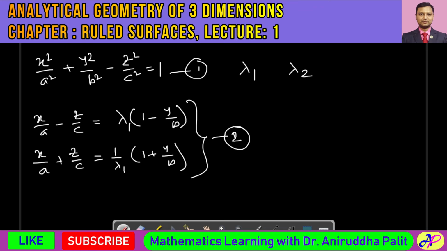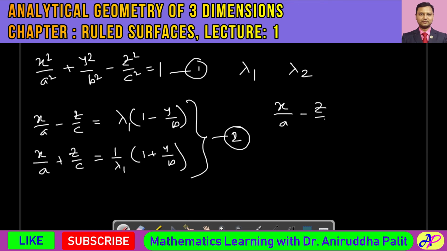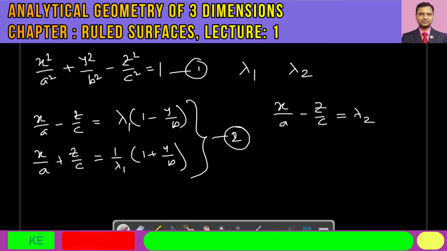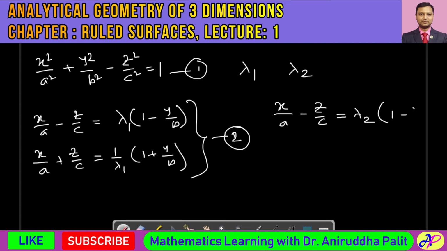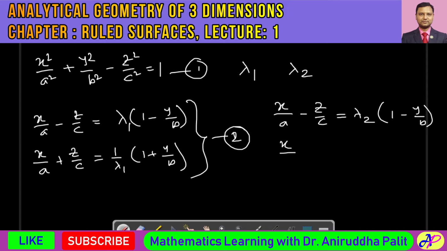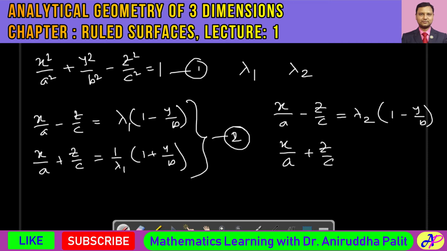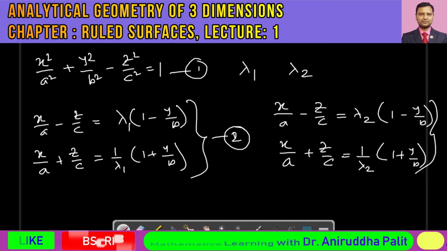Again, for lambda is equal to lambda 2, you will get another generator like this: x by a minus z by c is equal to lambda 2 into 1 minus y by b, and the second equation of that straight line would be x by a plus z by c is equal to 1 by lambda 2 into 1 plus y by b. So let us call this relation number 3. Okay, so this is another generator.